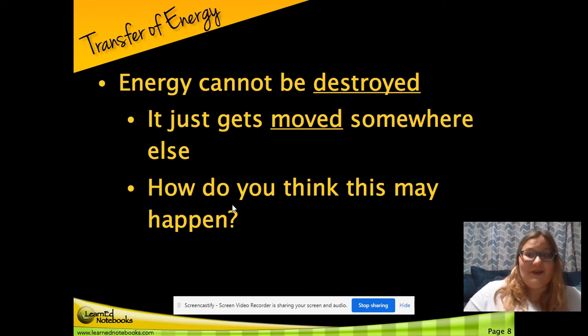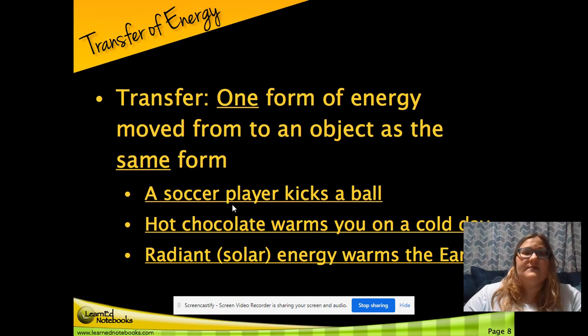It is like heat leaves your body. It's transferred to something else. It could be when you turn on the light, it goes to heat, goes to the surrounding air. It all gets moved. Transfer. So it's one form of energy moved to an object as the same form.